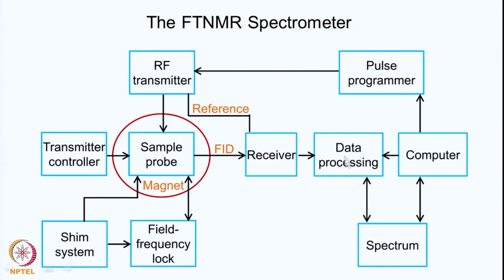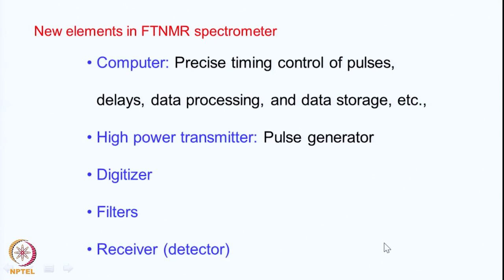And then finally, after data processing, you have the spectrum. So if I were to summarize this in words, computer control is essential: precise timing control of pulses and delays, because you need to know how much delay you have given, since we see that delayed acquisition leads to phase modulation of the spectrum. Therefore you need to know exactly how much delay you have put. Then data processing, data storage, etc.